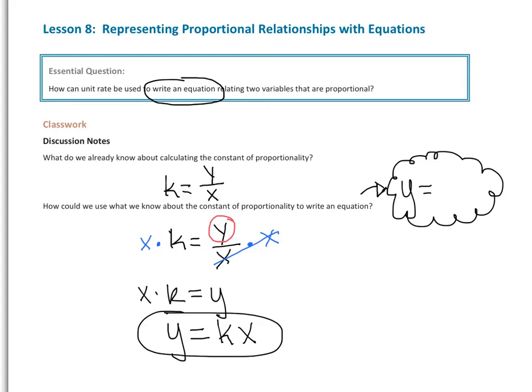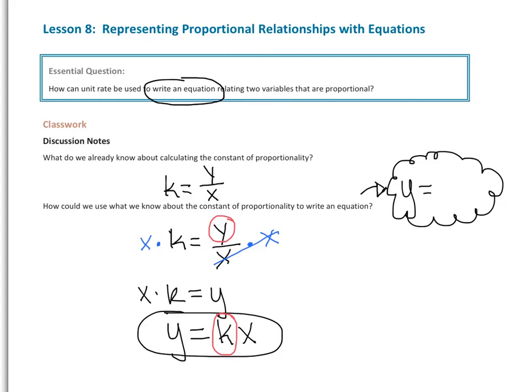And it's super easy. All you have to do is find that constant of proportionality, which we know how to do anyway. You take your y divided by x, and when you find that constant, you're just going to plug it in right here for k and keep the y and the x the same. So super, super easy.